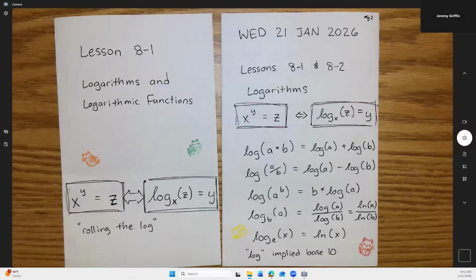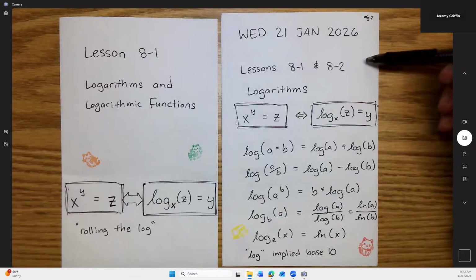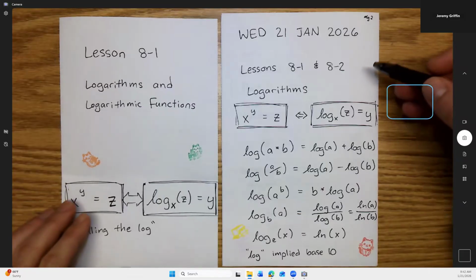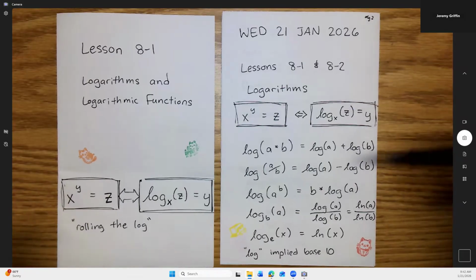Recording is rolling. It's Wednesday, January 21st. We're going to do two lessons in one today, and then we're just going to take the rest of the week to focus on these. So 8.1 and 8.2 in your book talks about logarithms and then properties and things you do with logarithms.